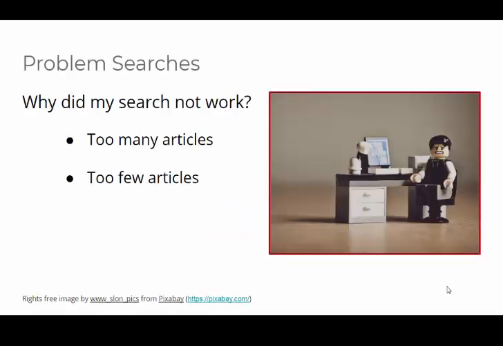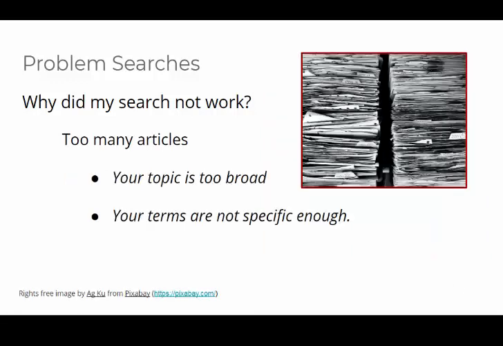It isn't unusual when you are starting out searching that one of two things happens. Either you get way too many articles, or you get close to nothing. The first thing we need to do is diagnose the problem. In the case of too many articles, there's probably one of two things going on. Either your topic is too broad, or your terms aren't specific enough, or perhaps a combination of both.